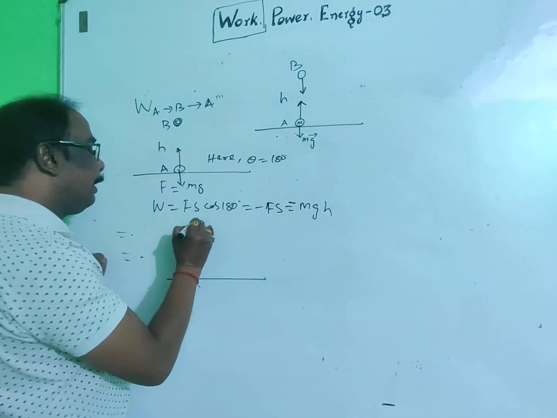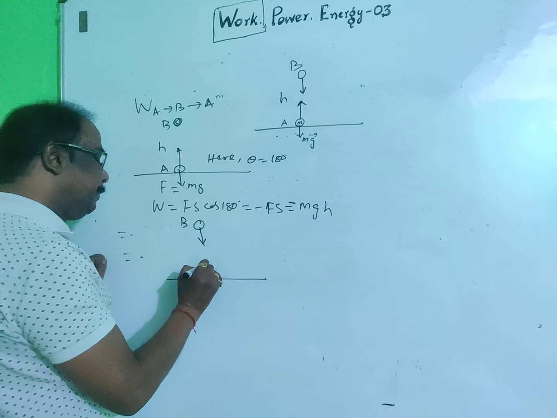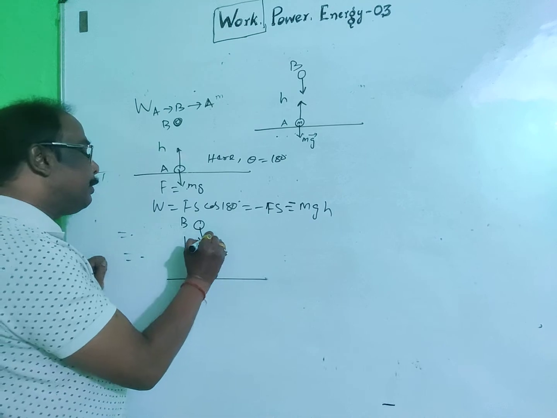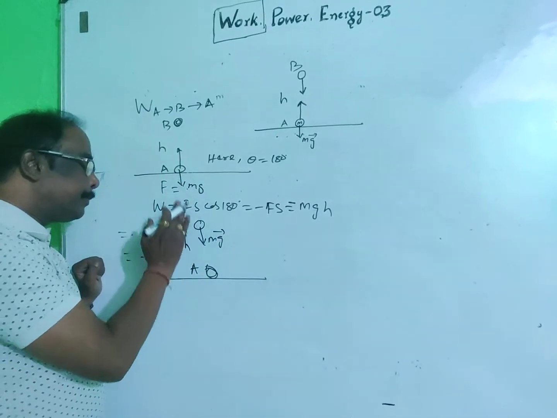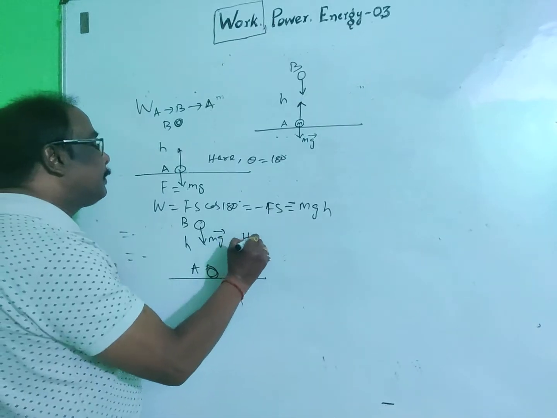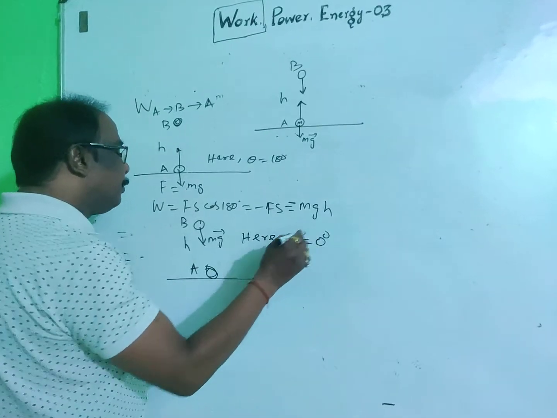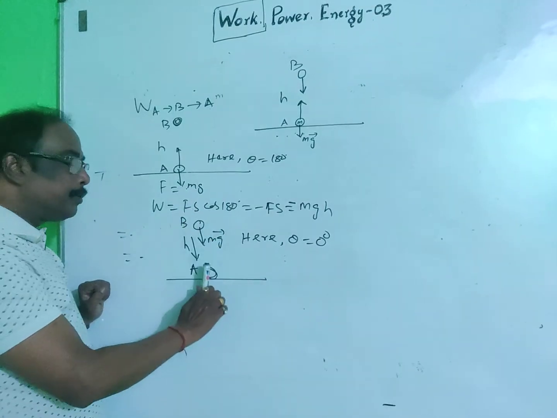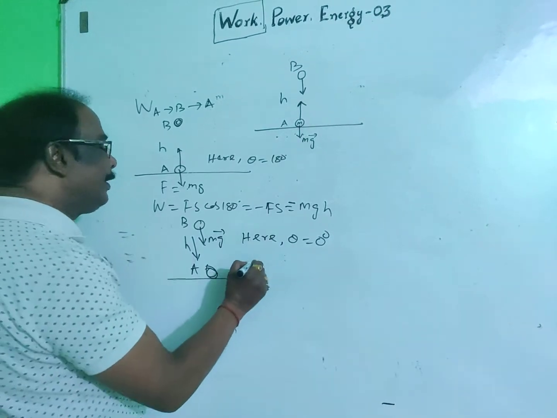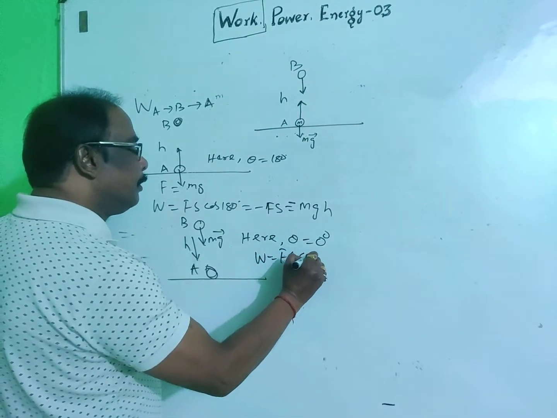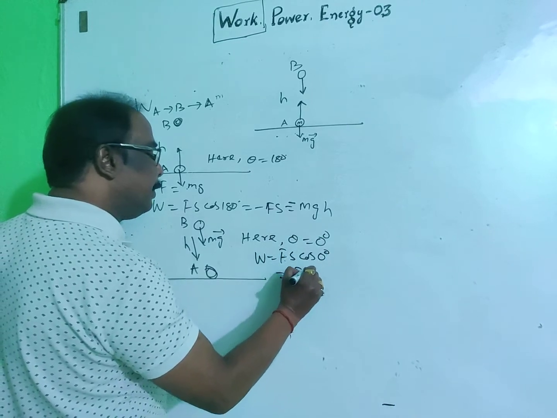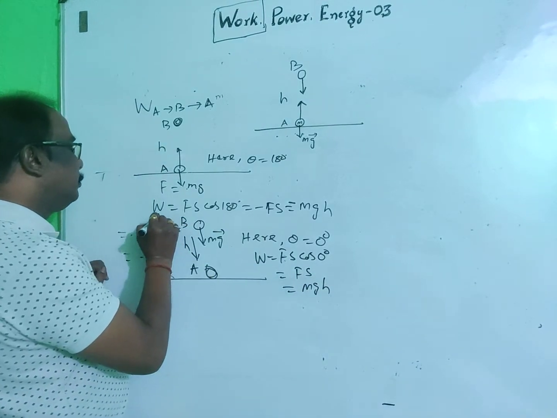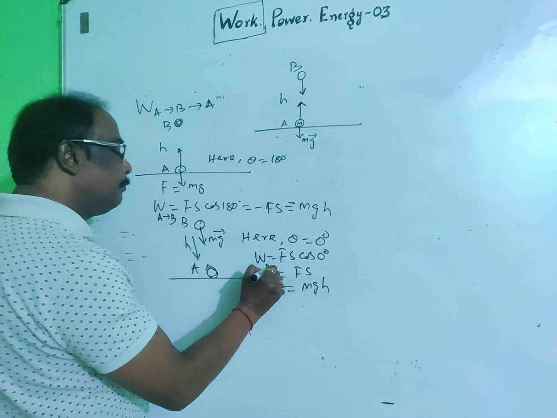And if the body again moves from B to A, displacement is h but in the downward direction, and the gravitational force due to gravity is also in the downward direction. Here theta is equal to 0 degrees. Both force and displacement are in the same direction, vertically downward. So work is equal to Fs cos 0 degrees, that's equal to Fs. So F is mg, s is h. This is work from A to B, and this is work from B to A.